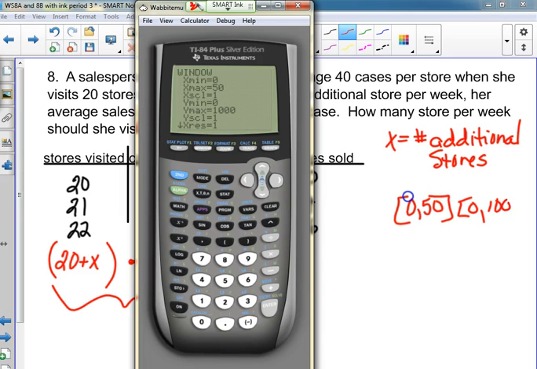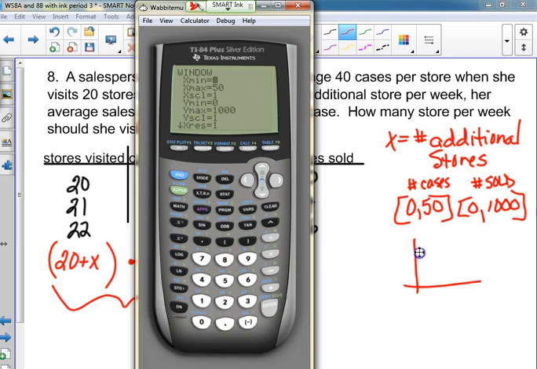How did I know I was going to need to go up to 1,000 or somewhere high? Because this is number of cases, additional cases, and this is number sold total, and it was already at, what, 800 or something?